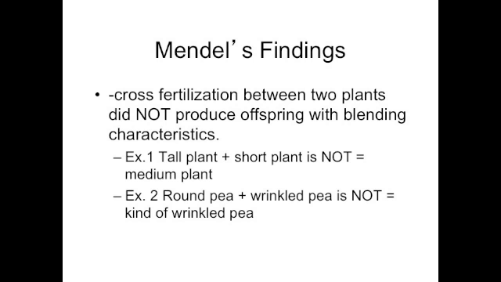Something important to note is that cross-fertilization between two plants did not produce offspring with blending characteristics. For example, when he cross-fertilized a tall plant and a short plant, it did not produce a medium plant. And when he cross-fertilized a round pea plant with a wrinkled pea plant, it did not produce a semi-wrinkled pea.